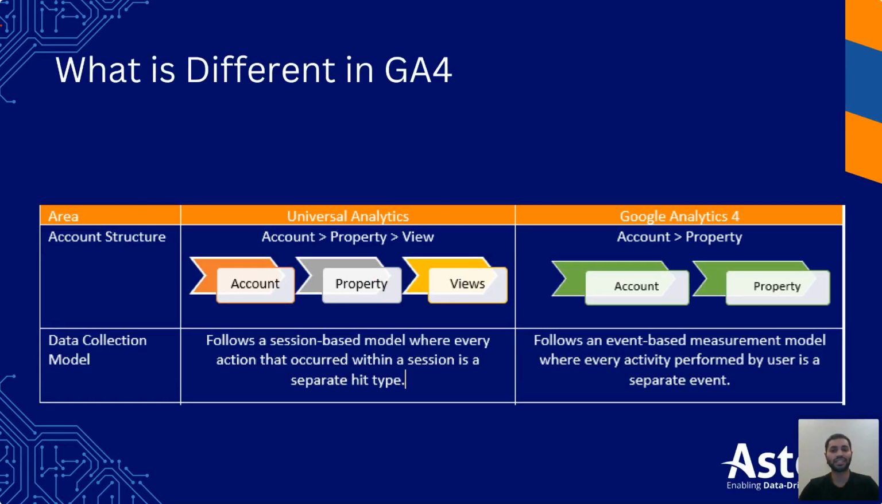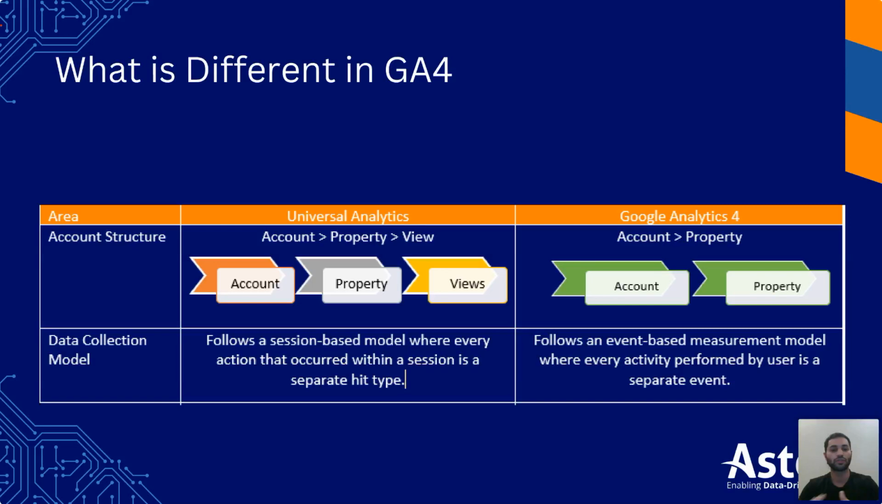So the most apparent difference that we see is in the account structure. In GA3, we could have up to 100 properties within which you can create multiple data streams within a single view. So more holistic of your data, right?